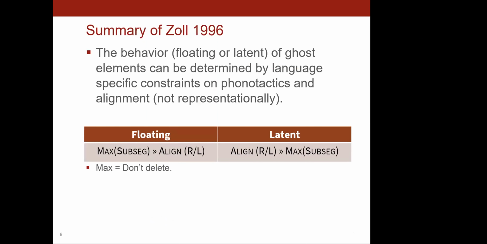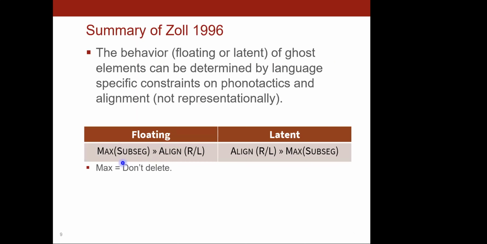What Cheryl Zoles showed in her dissertation was that floating ghosts and latent ghosts are actually the same underlyingly. We could call them both subsegments of a sort. And she accounts for their distinctive behavior through an interaction of phonological constraints that determine faithfulness and unmarkedness in phonological outputs. To get a floating behavior of an element, you have to rank a certain constraint above another.